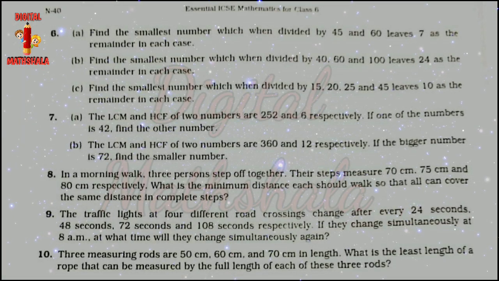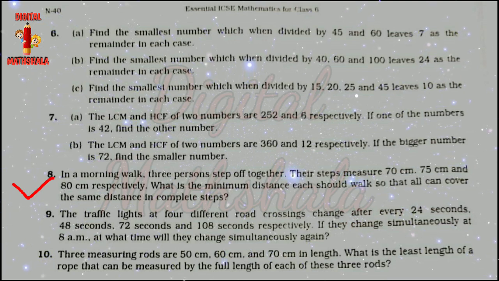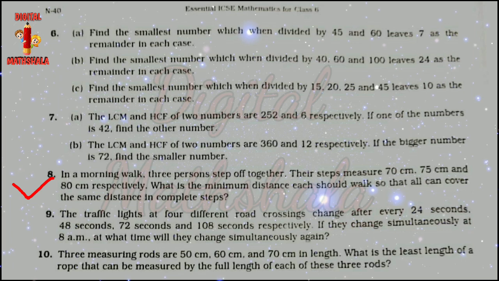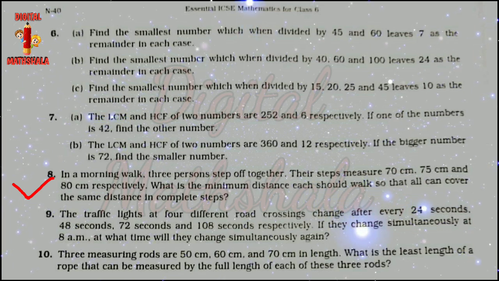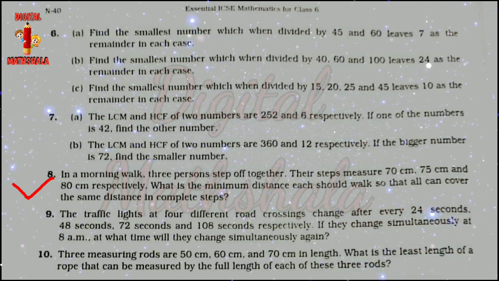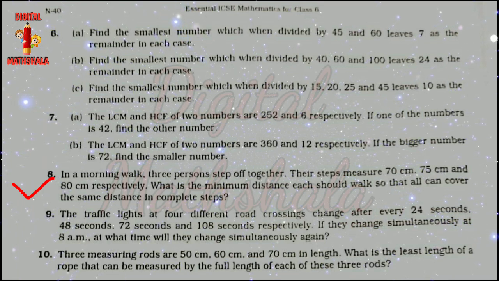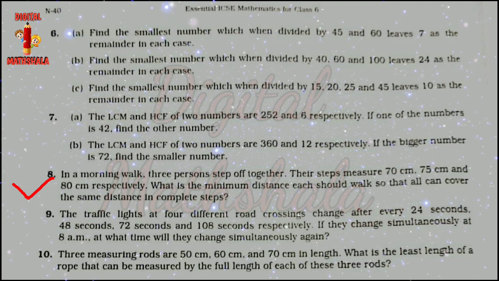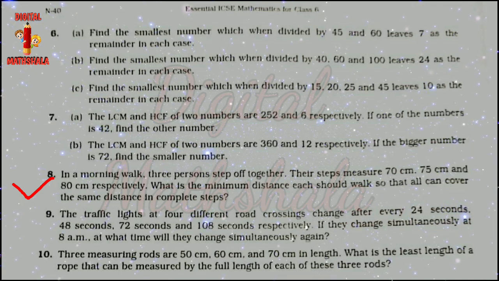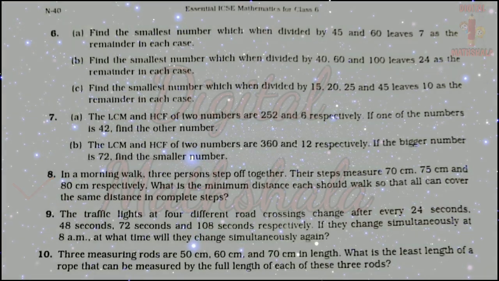So we are moving to the next question, question number 8. In the morning walk, 3 persons step off together. Their steps measure 70 cm, 75 cm and 80 cm respectively. What is the minimum distance each should walk so that all can cover the same distance in complete steps? So again we have to find the LCM in this question also, because he is asking the minimum distance. Minimum means smallest. So again we will find the LCM here. Let us look at how we will solve this.